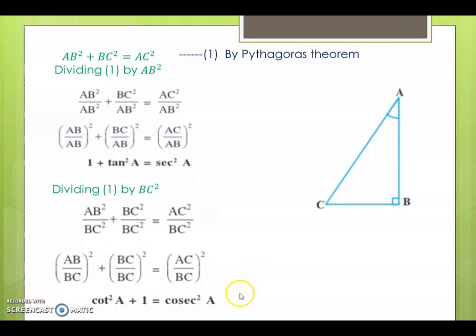And for proving the last identity, the same Pythagoras theorem, once you apply, you will divide the equation, this one, if you take as equation 1, you will divide it throughout by BC square. When you divide by BC square, then you will get cot square A plus 1 is equal to cosec square A. So all the three identities are coming from the Pythagoras theorem, if you apply Pythagoras theorem in any right angle triangle.